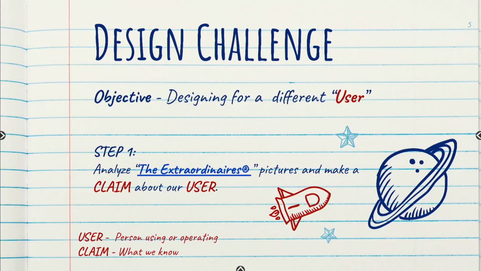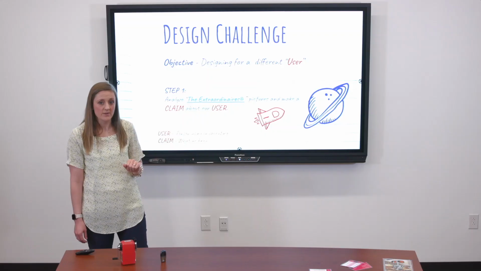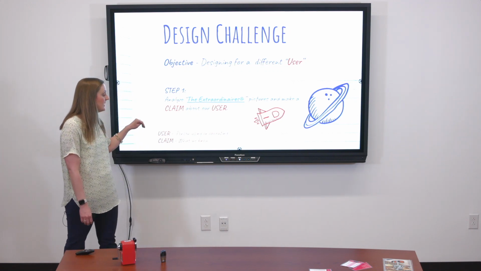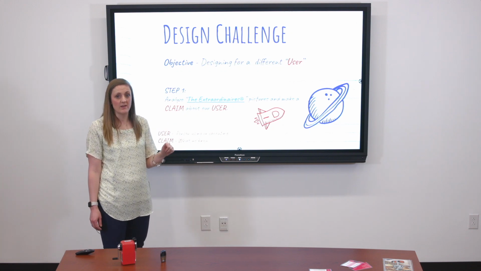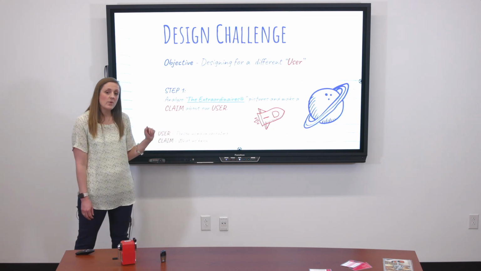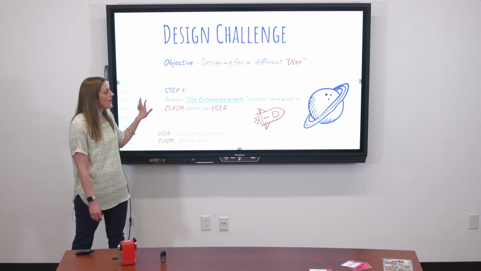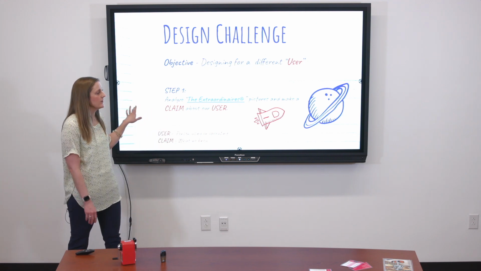I want you to carefully pay attention. Use your observation skills and look for as many details as you can. There are no words. This is only based on pictures. So the visual clues that you're going to have to find are hidden. I want you to see if you can make a claim. This is another vocabulary word that we're going to use. A claim is what we know about this person. So using your power of observation, look for clues to come up with 3 to 4 claims about our extraordinary user.